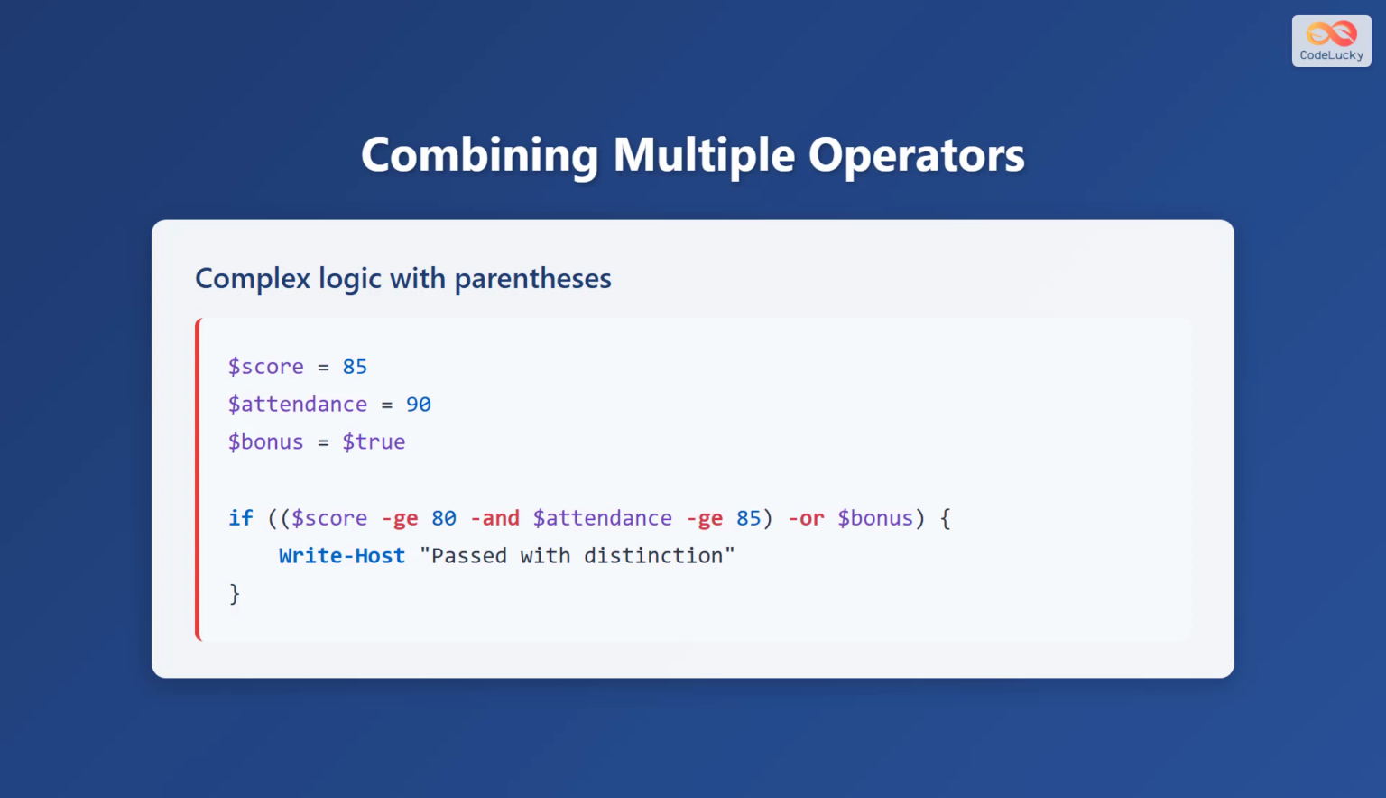You can combine multiple logical operators to create complex conditional logic, using parentheses to control the order of evaluation. In this example, we check if a student qualifies for distinction. The condition inside the first set of parentheses checks whether score is greater than or equal to 80 and attendance is greater than or equal to 85. This entire group is then combined with -or to check if bonus is true. If either the student meets both academic requirements or has a bonus flag, they pass with distinction. Always use parentheses to make your logic clear and ensure conditions are evaluated in the correct order.